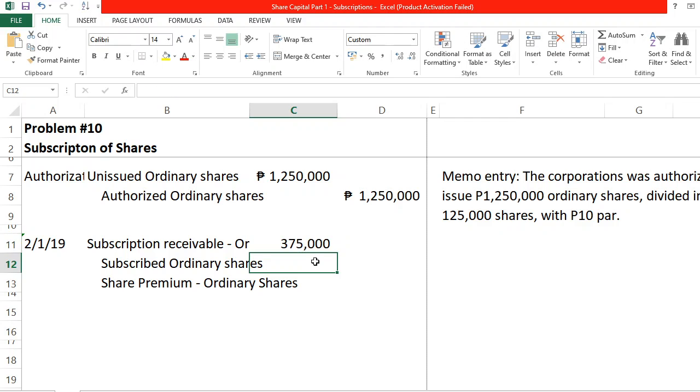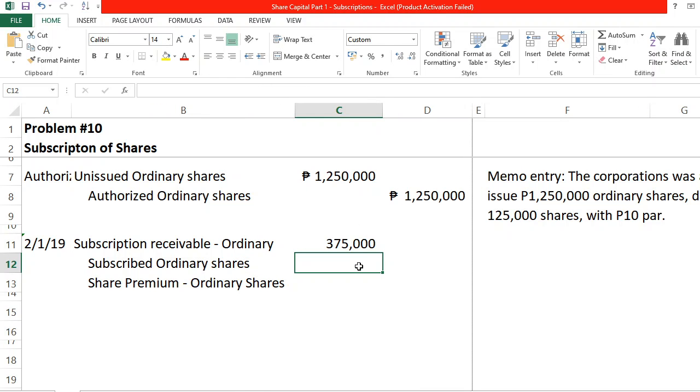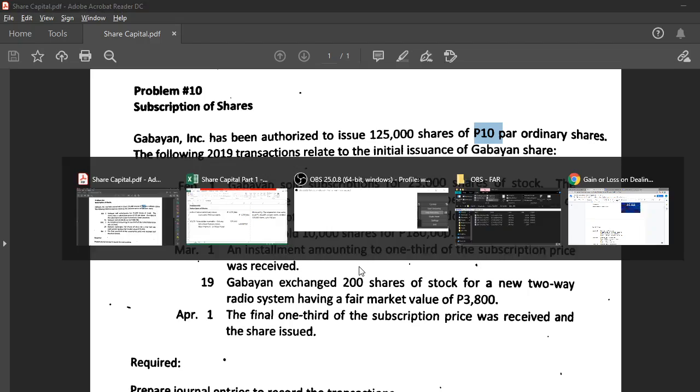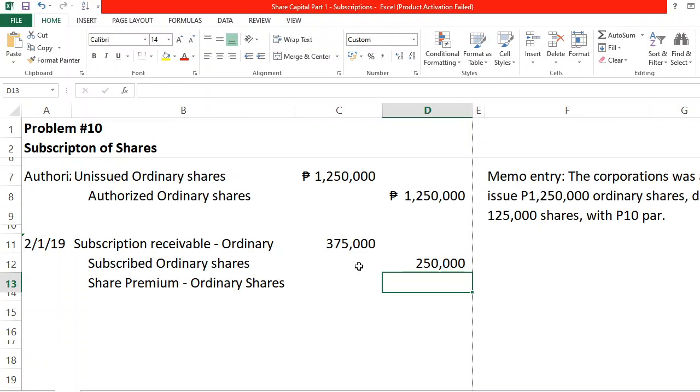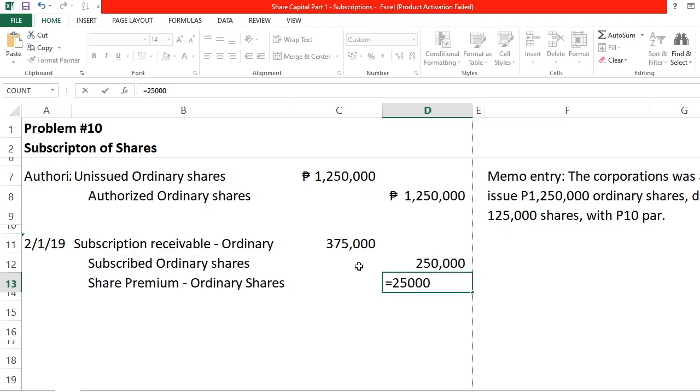Then subscribed ordinary shares, I think we already learned this one, that we are going to record it at par. So at par, that is 25,000 times 10 par. And then the excess will go to share premium. That's 375 minus 250, or we could compute it as 25,000 times 5 pesos. So it's the same, 125.